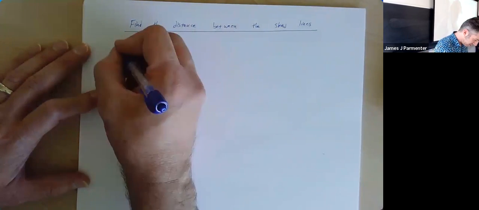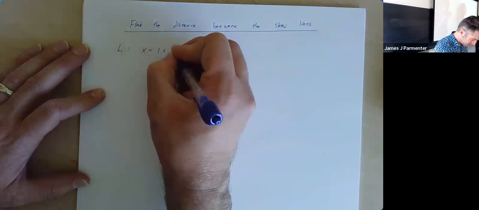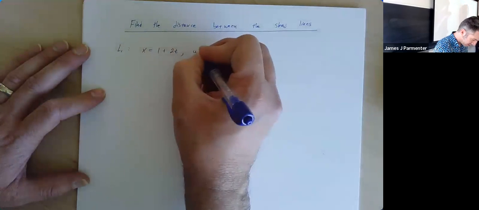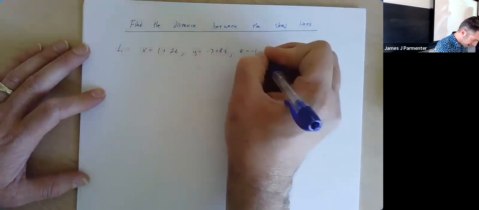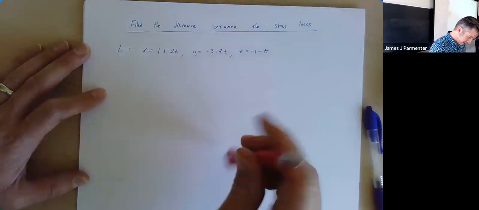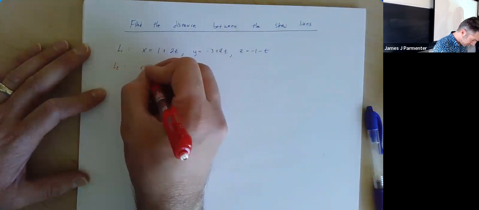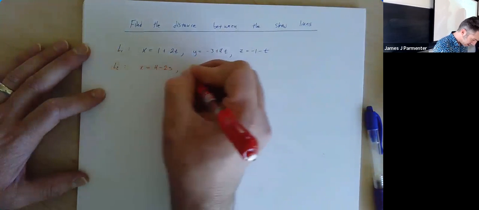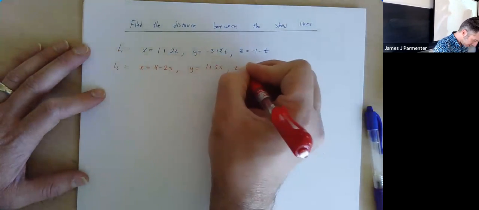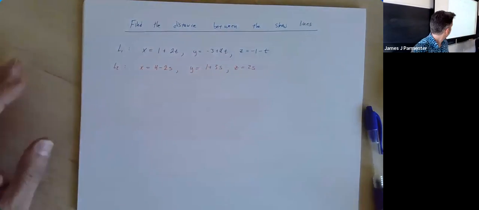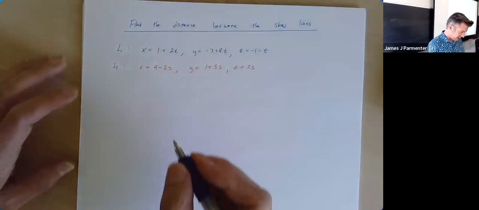So let's say we have these two lines. L1 is given by x equal to 1 plus 2t, y equal to -3 plus 4t, z equal to -1 minus t. And L2 is given by x equal to 4 minus 2s, y equal to 1 plus 3s, and z equal to 2s. All right, so skew lines.